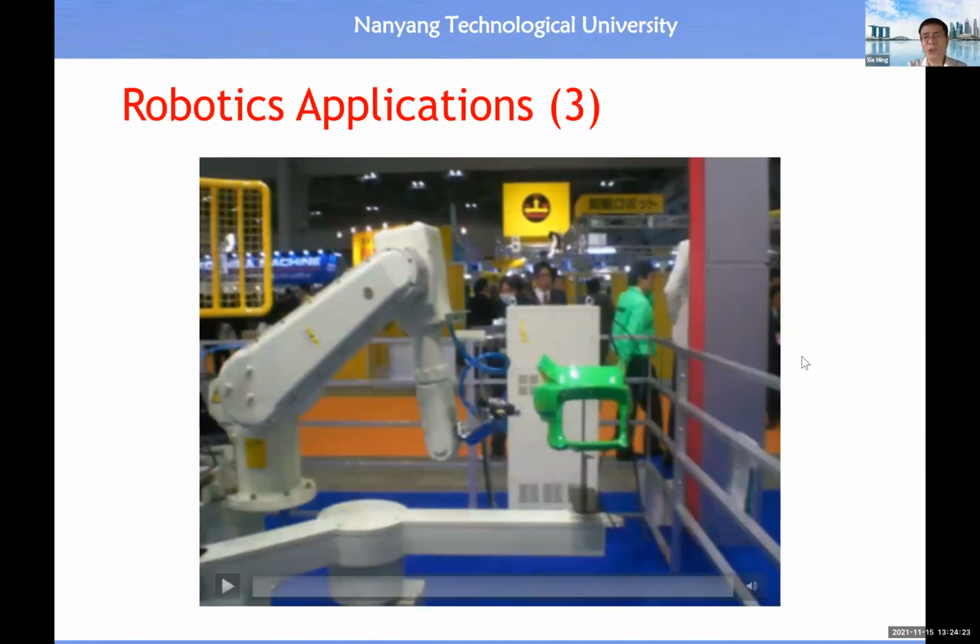This video shows you the typical example of making use of a robot to do dirty job, because to paint the surface, this is a dirty environment because of the particles of paint which float inside the air.